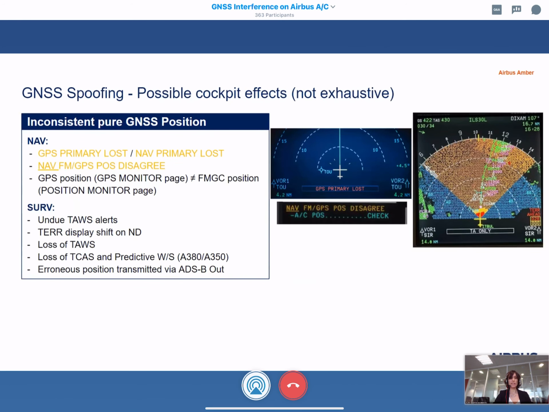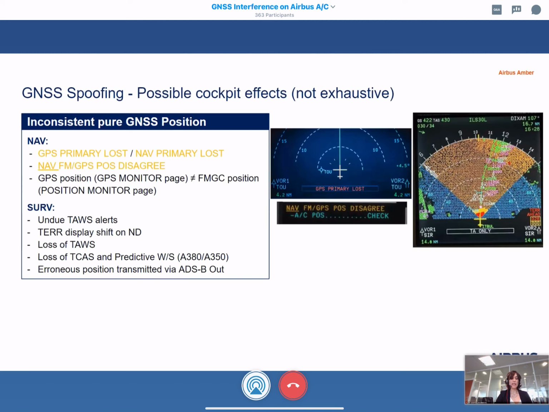The actual possible effects of the inconsistent pure GNSS position are regarding navigation: GPS primary loss or NAV primary loss. Also, we may have NAV FMS/GPS position disagree. The crew could see that the GPS position and the FMGC position in the monitor page of the MCDU or MFD differ. Regarding surveillance, we could have undue TAWS alerts. Also, we could have terrain display shift on the ND.